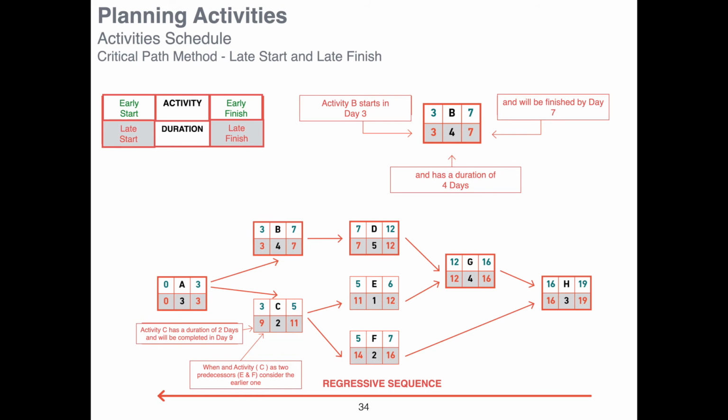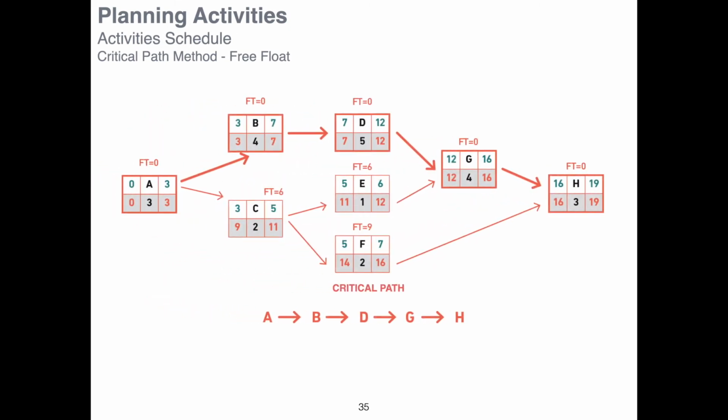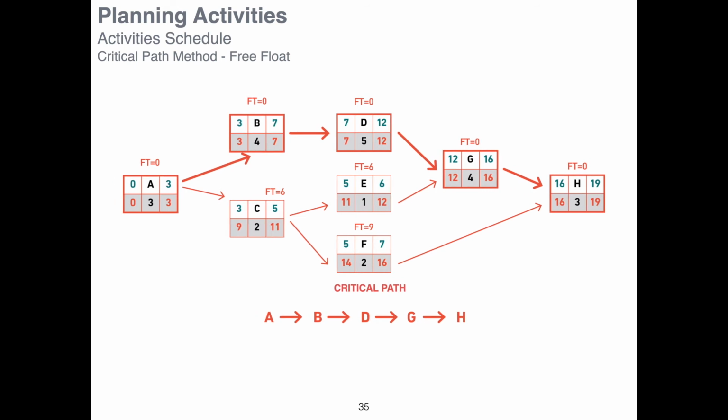Next stop. We will identify the free float. What do we mean by free float? We will see the difference between early start and early finish and late start and late finish dates. We see here H, late start, late finish, 19 minus 19, 16 minus 16 gives us 0. Same thing on G, the same thing on D, the same thing on B, the same thing on A.